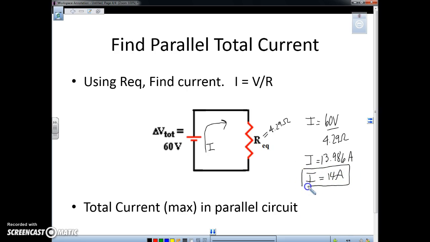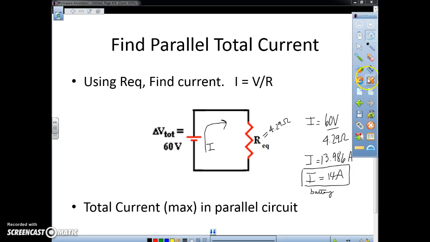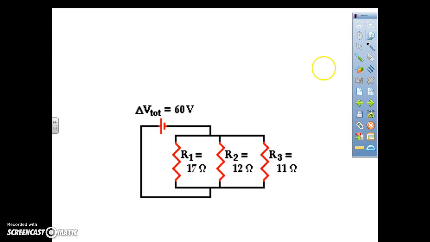So this is the current basically the battery sees, because it's the single current that's going around. And remember, the battery doesn't know that there's 3 resistors here. It kind of sees this case right here. Remember that number, because now we're going to solve for the currents in each of the branches. And that's our next step, which is here.